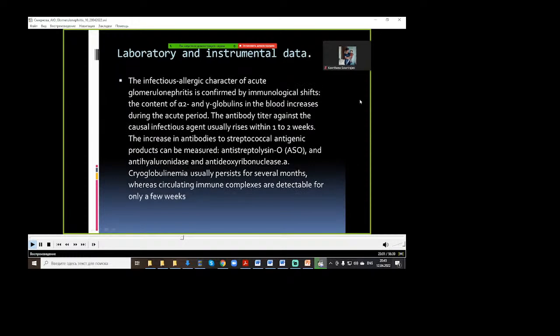The infectious allergic character of acute glomerulonephritis is confirmed by immunological shifts. The content of alpha-2 and gamma globulins in the blood increases during the acute period. The antibody titer against the causal infectious agent usually rises within 1 to 2 weeks. The increase in antibodies to streptococcal antigenic products can be measured, such as antistreptolysin O and antistreptokinase.